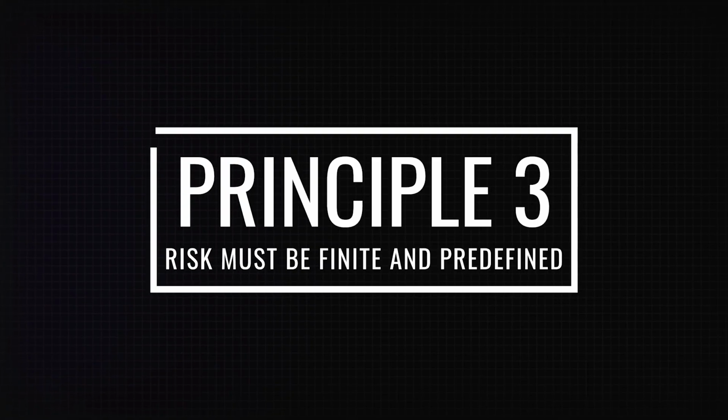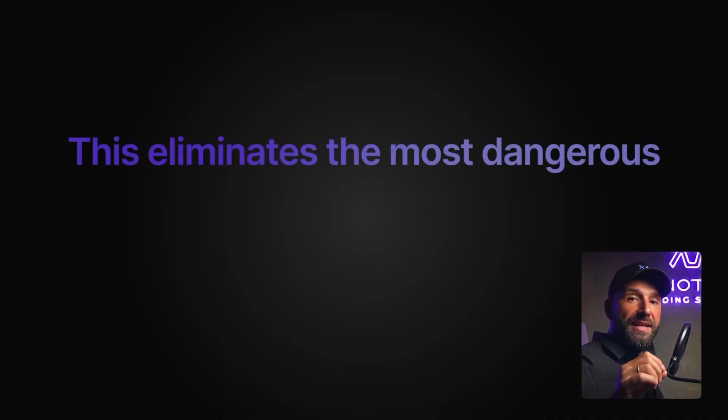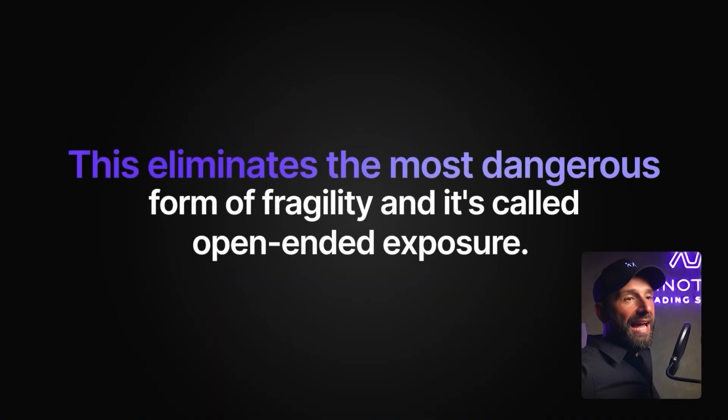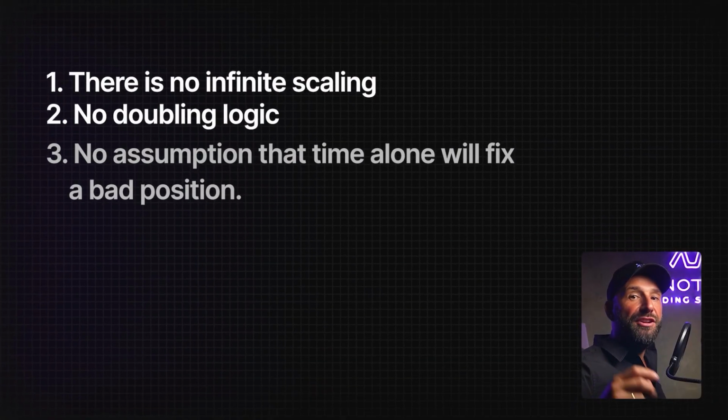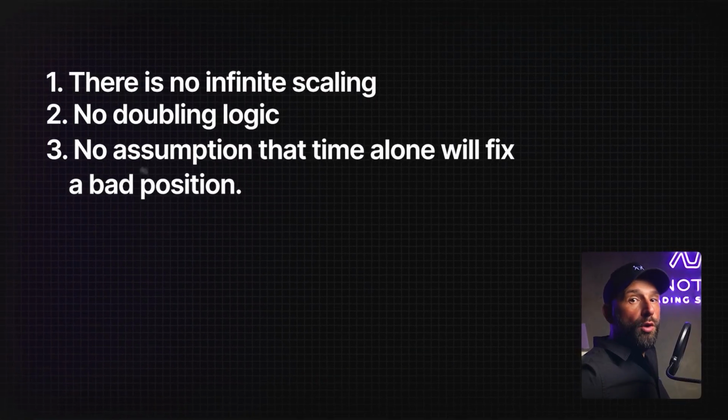Next is risk must be finite and predefined. A system is only robust if its risk is bounded before the trade begins. The maximum adverse move the system is designed to tolerate is defined, and there is a clear boundary where defensive behavior stops. This eliminates the most dangerous form of fragility, called open-ended exposure. There is no infinite scaling, no doubling logic, and no assumption that time alone will fix a bad position. Losses are possible, but they are engineered and not accidental. From a theoretical standpoint, this is what separates survivable systems from catastrophic ones.